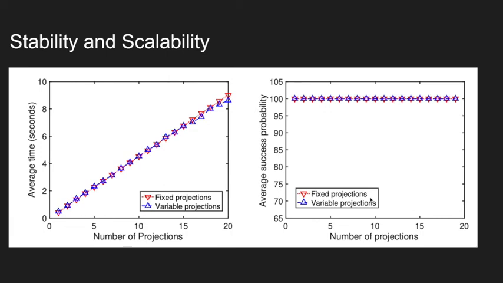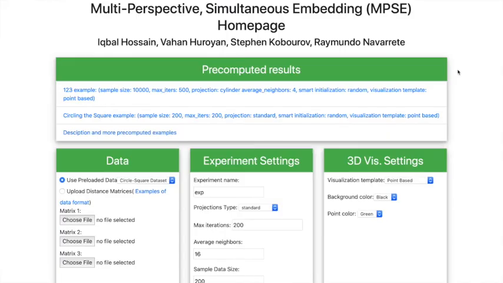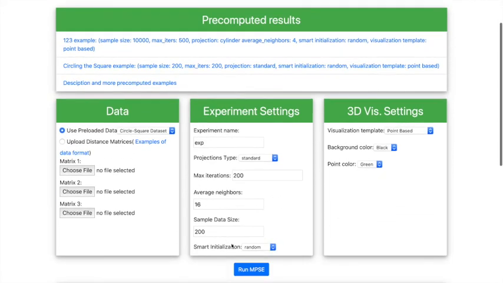As we can see, the running time of both algorithms are comparable again, and they increase linearly with the number of projections. The second figure shows that the increase in the number of projections does not affect the success rate of both algorithms. We created an interactive tool where one can post their data, pick the preferred parameters, and find its MPSE visualization.